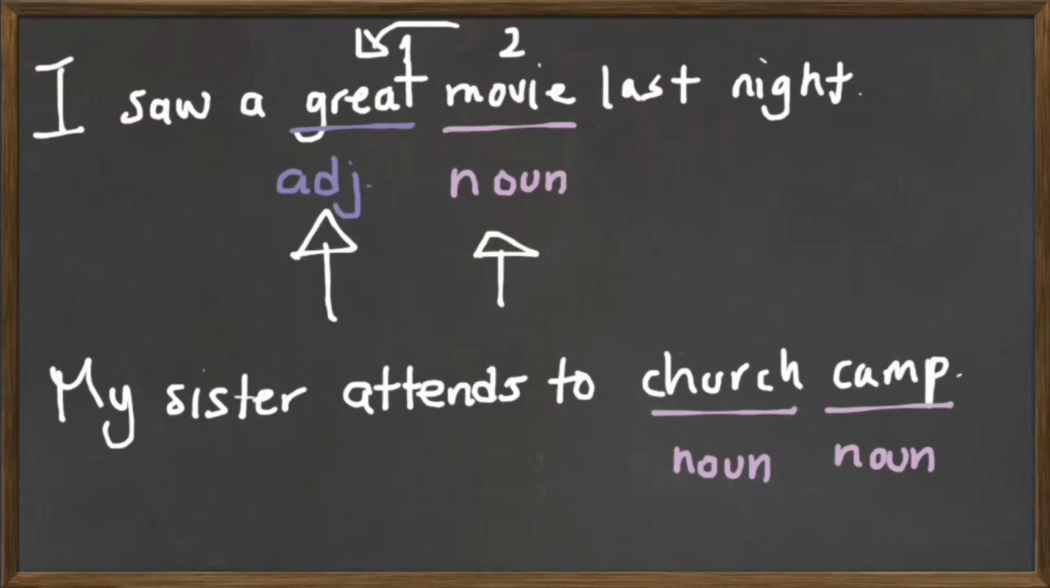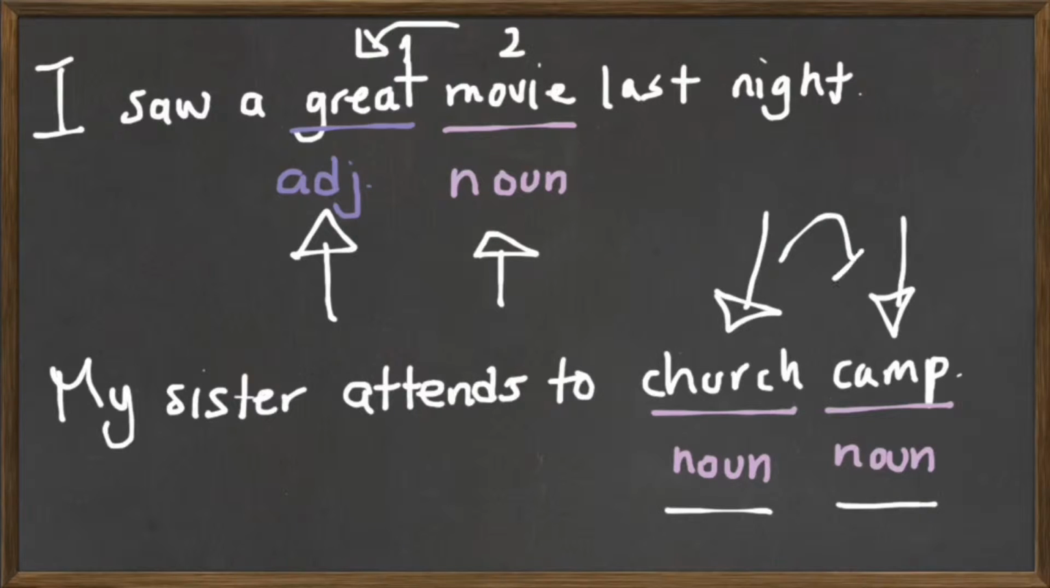In example number 2, my sister attends church camp. Church and camp both are nouns. However, the word in question, or the word we are describing, is camp. But we can use another noun, in this case church, to describe the camp.